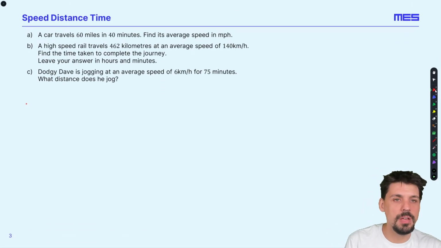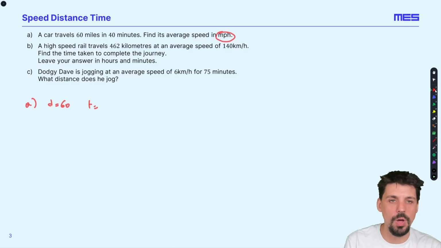Right, a car travels 60 miles in 40 minutes. We know the distance is 60. Now the time, I want the speed in miles per hour, which means my time needs to be in hours. Now 40 minutes is 2/3 of an hour. So units, I need this in hours. So therefore my speed is distance over time, which is 90 miles per hour.